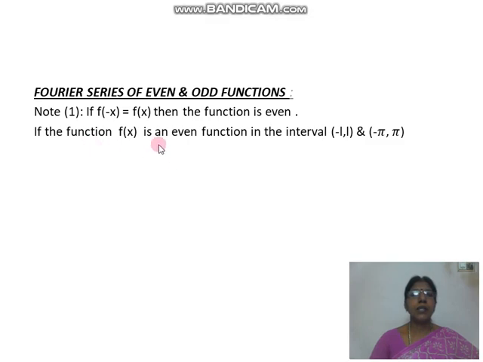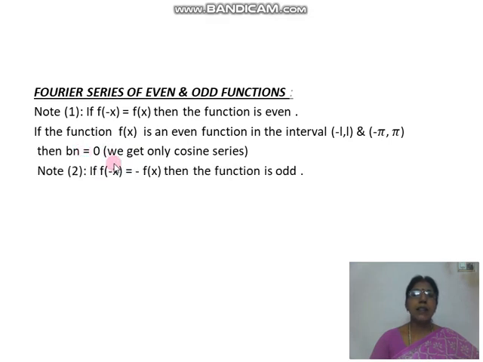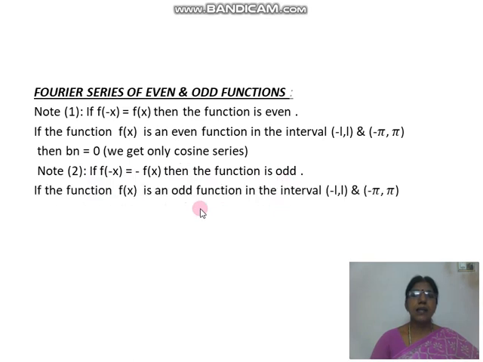Now if the function f of x is an even function in this interval, then we get bn equal to 0. Bn equal to 0 means we have no sine terms, only the cosine series. Similarly, if f of minus x is equal to minus f of x, then the function is odd. In this case, if the function is odd in the interval minus L to L or minus pi to pi, then we have a0 equal to 0 and an equal to 0. That means there are no cosine terms, we get only the sine series.